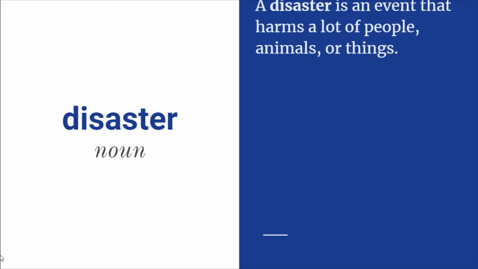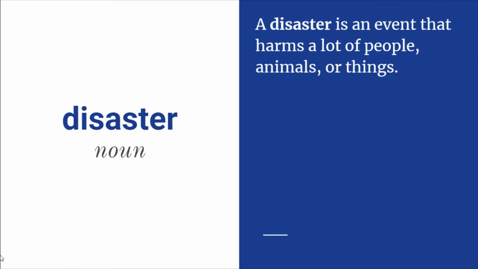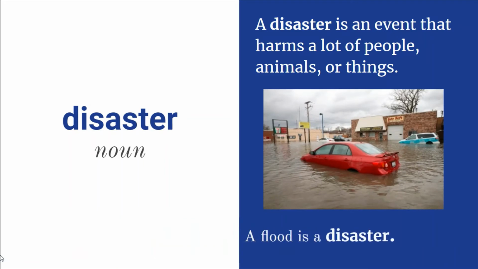Very nice. Let's look at our second word. The second one is disaster. Disaster is also a noun. Let's pronounce it together. Disaster. Good. One more time. Disaster. And a disaster is an event that harms a lot of people, animals, or things. Look at our illustration. A flood is a disaster. This town or street is flooded, and look at those poor cars, and even inside the buildings, right? So a flood is a disaster.